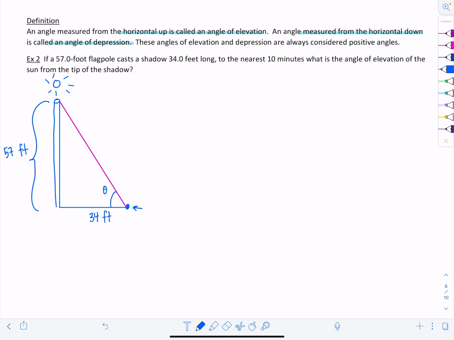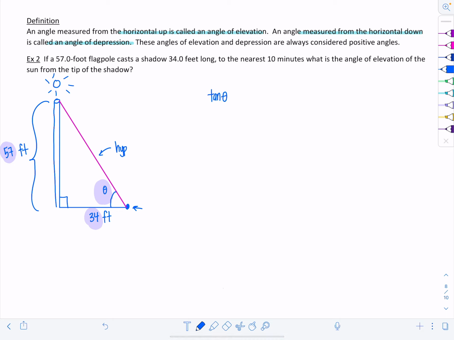Okay, well, let's see. If I'm after this angle here, theta, let's call it, what am I given? What am I working with? Well, I have the opposite side and I have the adjacent side. I don't have the hypotenuse, right? This right here is my 90-degree angle. So this is the hypotenuse. I'm working with the opposite side and the adjacent side. That means it's time to use tangent.